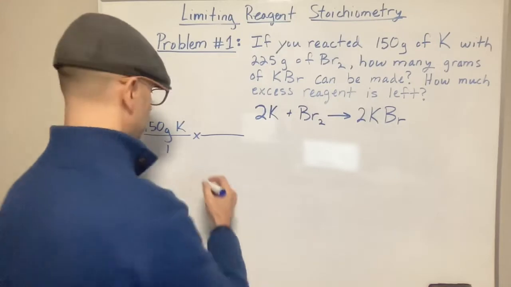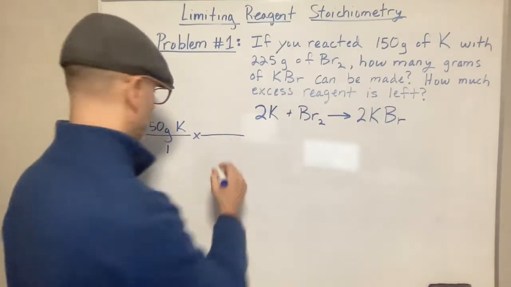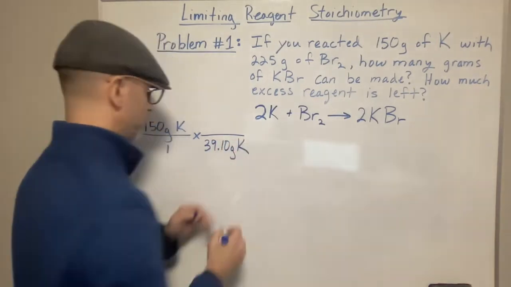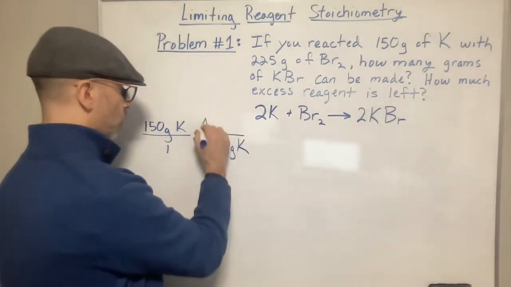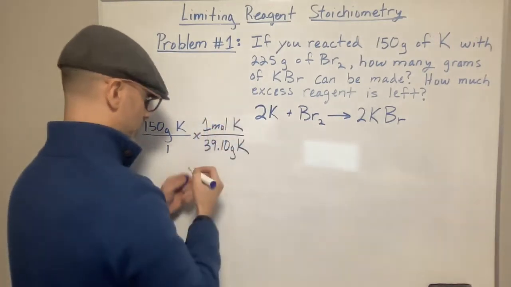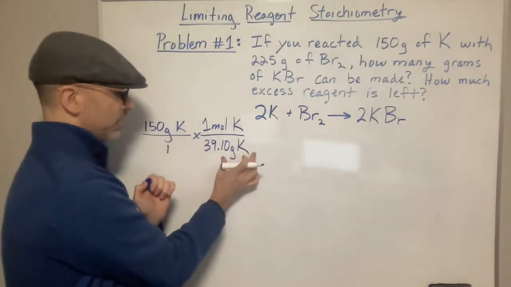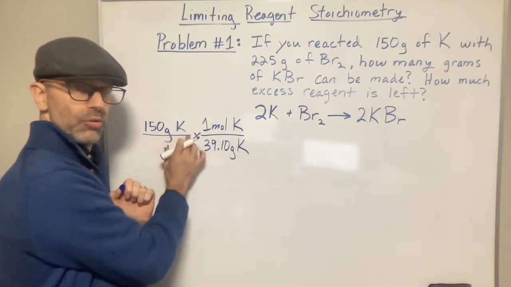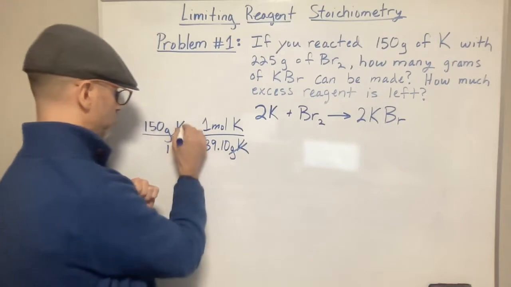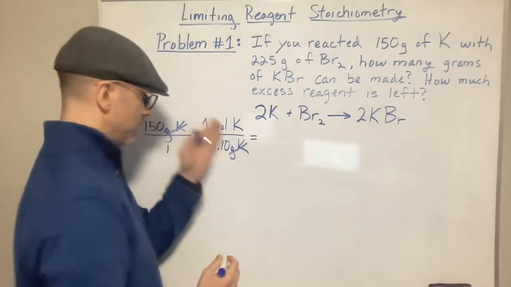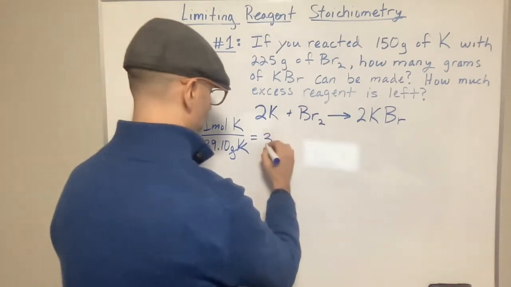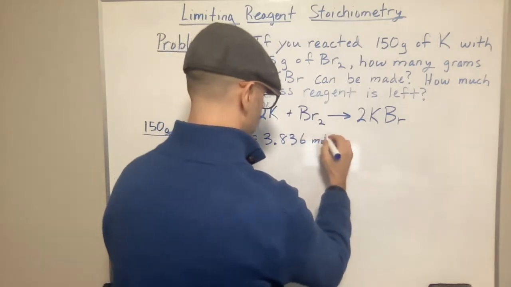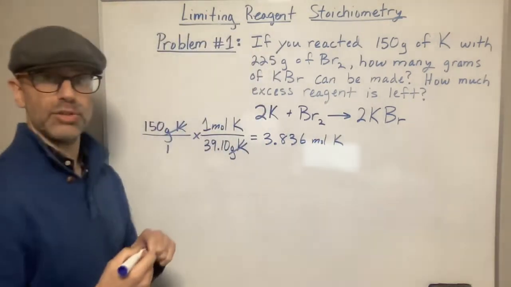And so the molar mass, if you look on your periodic table for potassium, is 39.10 grams of potassium for every 1 mole. So 1 mole of potassium goes on top. Again, I put the grams for the molar mass on the bottom so I can cancel out the grams of potassium on top. Now I have moles, and when I calculate that, I get 3.836 moles of potassium.